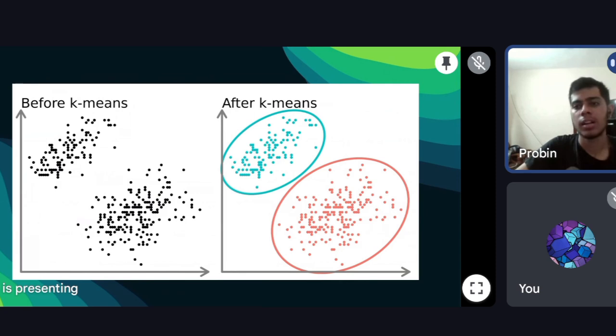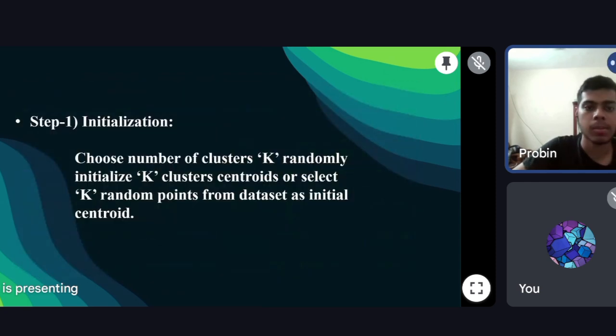To understand the algorithm, I divided it into 4 steps. The first step is initialization. In this step, we choose k number of clusters randomly, that is, we select k random points from the dataset as our initial centers for the starting phase.